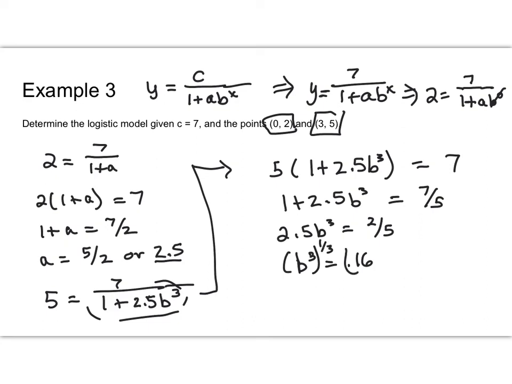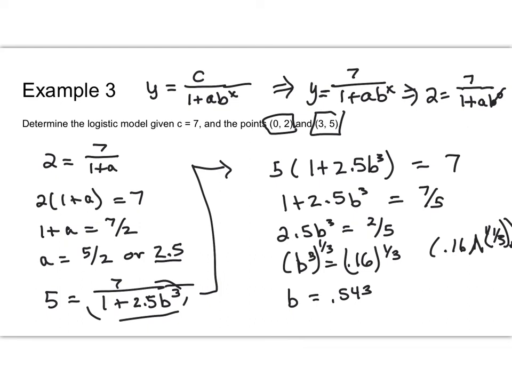So I'm going to raise both sides to the 1/3 power. And again, in your calculator, it looks like this: 0.16 caret parenthesis 1/3. That's what it's going to look like. All right, and that gives me a b value of about 0.543. And that's why I had to change that one from fractions to decimals, because you shouldn't have fractions and decimals in the same problem.